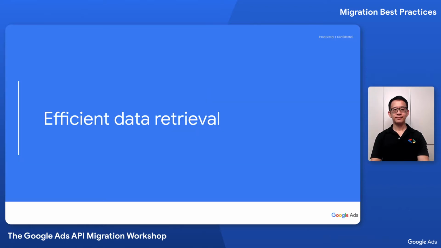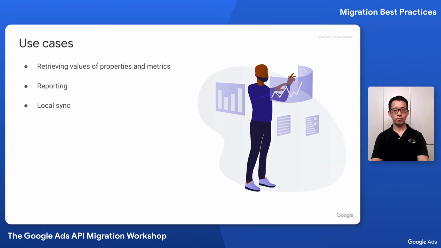Let's get started. The first topic is efficient data retrieval. In the Google Ads API, we can use data retrieval for many use cases, such as when you want to download the properties of your entities together with some metrics, or when you want to do some reporting of historical statistics, which can return you a lot of rows, or when you want to do local syncing, where you might want to download all the information for your given accounts and store it as a local copy in your databases so that you can use that with your applications to run faster. One of the good things of the Google Ads API is that you can use the same interface for all the use cases I mentioned.